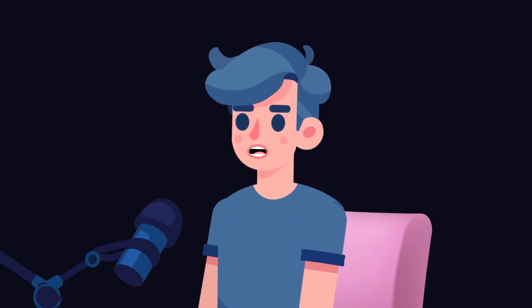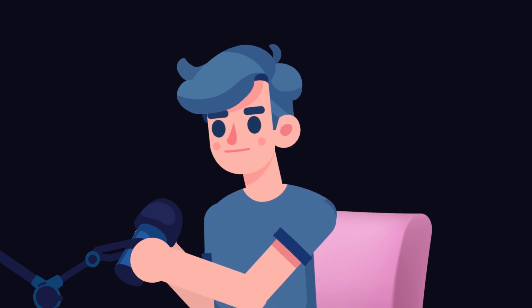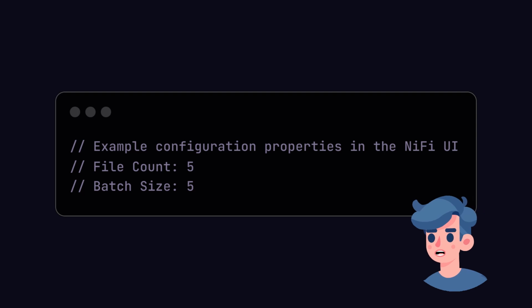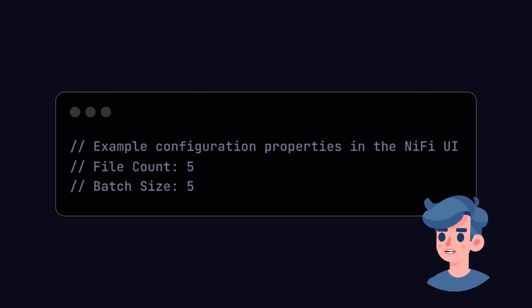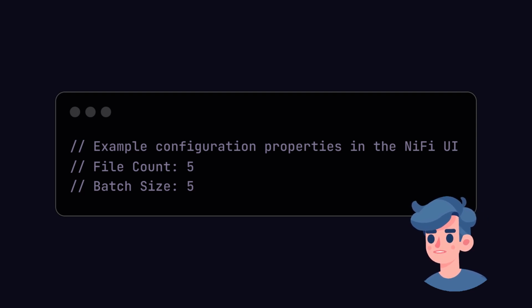In the dialog that appears, search for the GenerateFlowFile processor. This processor generates flow files containing random content and is perfect for practice. Once you select the GenerateFlowFile processor, click on Add to place it on the canvas. You can configure this processor by double-clicking on it. Here you can set properties such as the file count and batch size to control the amount of data generated.